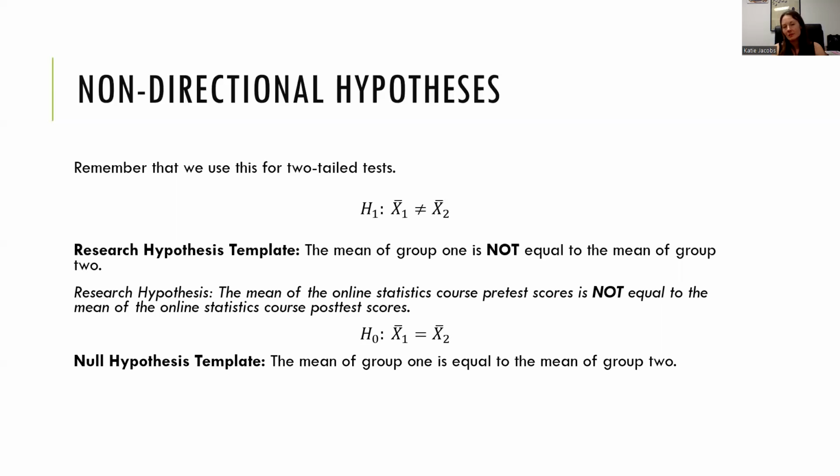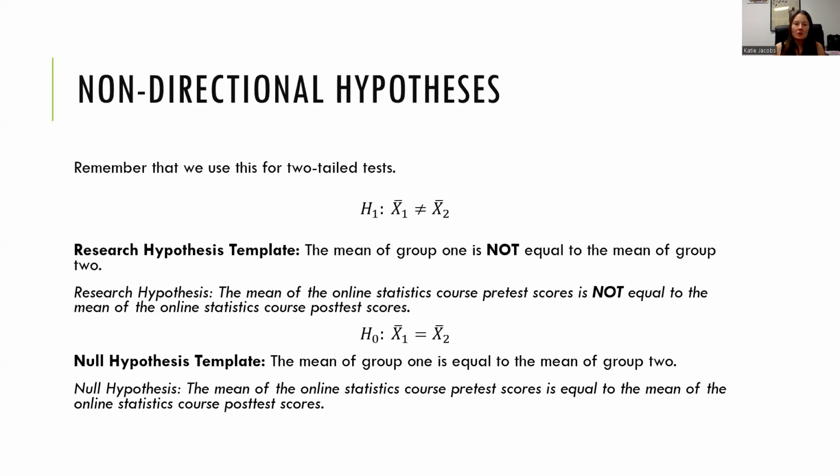We remember, we don't just write out these templates when we're doing these calculation assignments or when we're doing real studies. We take that template and we adapt it to whatever research question we're trying to answer. So if we go back to these online statistics course pre-test and post-test scores, we'd have null hypothesis, colon, to tell everyone that our null hypothesis is coming: the mean of the online statistics course pre-test scores is equal to the mean of the online statistics course post-test scores.